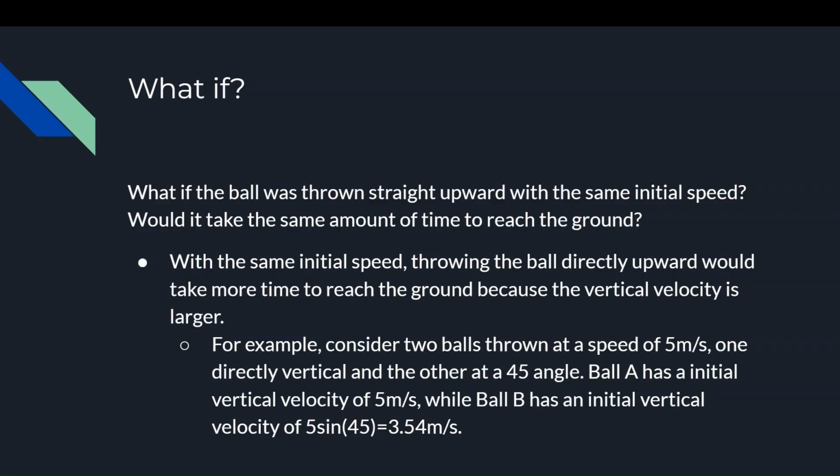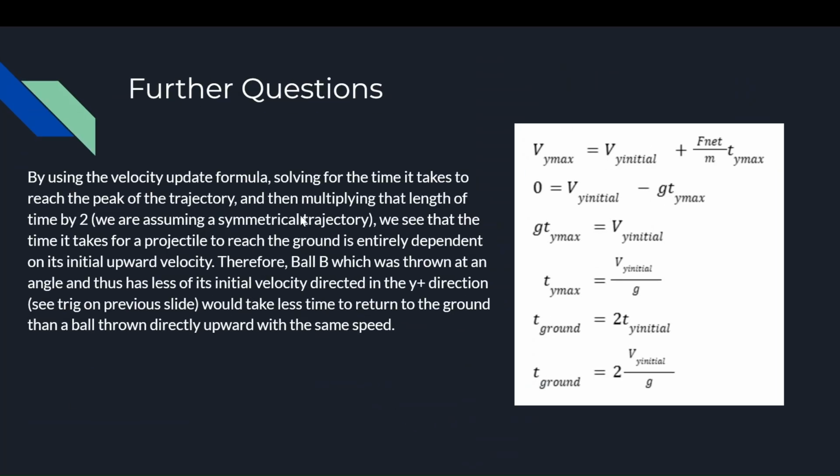So for example, consider two balls thrown at a speed of 5 meters per second. One is going directly vertical and the other at a 45-degree angle. Ball A is traveling upward at 5 meters per second, while for ball B, you have to use trig, and you find its initial vertical velocity is only 3.54 meters per second. By using the velocity update formula, solving for the time it takes to reach the peak of the trajectory, as seen here, and then multiplying that by 2, assuming a symmetrical trajectory, you see the time it takes for a projectile to reach the ground is entirely dependent on its initial upward velocity, and therefore ball B, which was thrown at an angle and thus had less initial vertical velocity, would take less time to return to the ground than the ball thrown directly upward with the same speed.